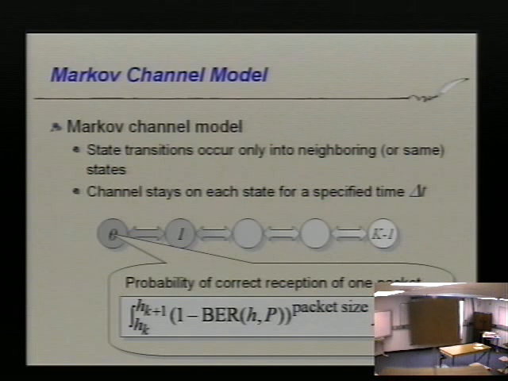Because no reliable channel coding is considered here, corruption of any information bits will cause error reception of the entire packet. And note that even on the best channel state K-1, the error probability of receiving one packet is still greater than 0.